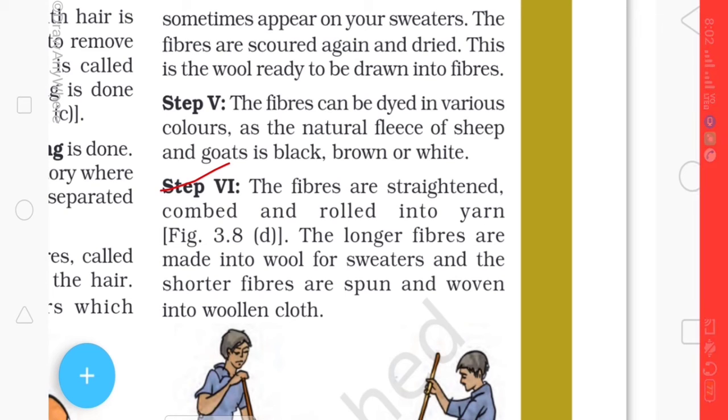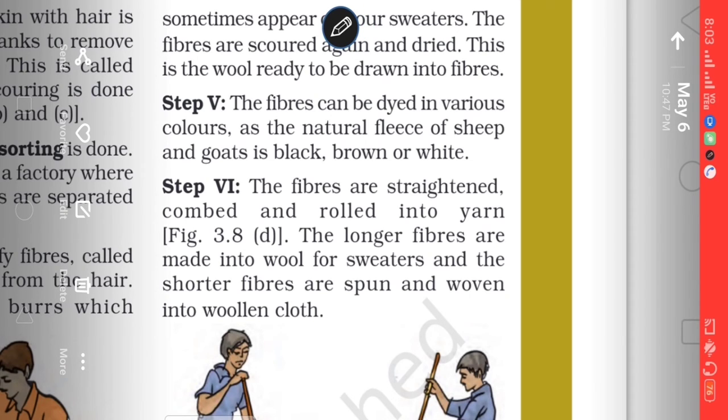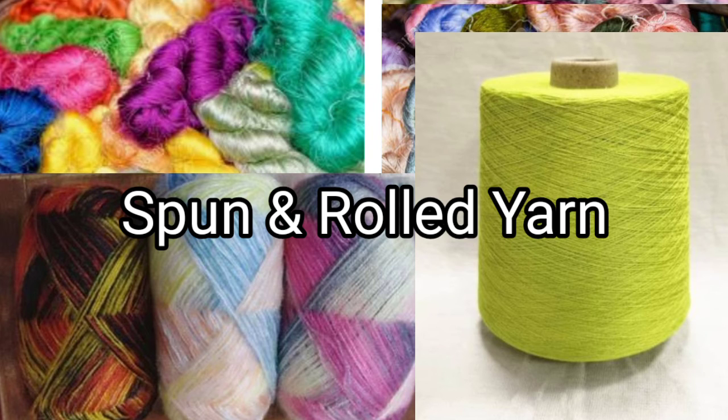So in the sixth step, what do we do? The fibers are strengthened, combed and rolled into yarn. Just like we strengthen our hair, the same way we strengthen the fibers of a sheep, and also we comb. Just like we comb our hair, the same way we comb the fibers and roll into yarn. I'll show you the image here. You can check on the image and make clear what is called yarn, and it is rolled.